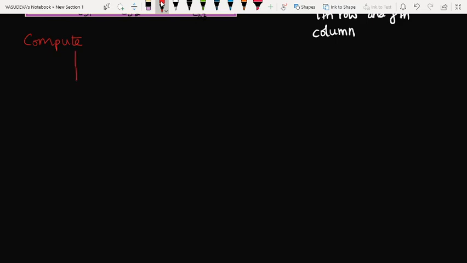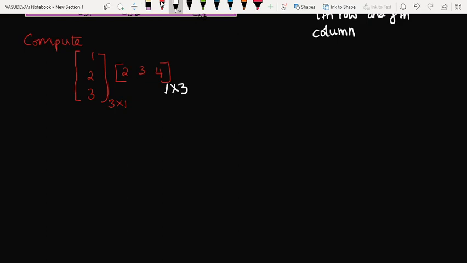So the first matrix is 1, 2, 3 and the second matrix is 2, 3, 4. Here the first matrix is of order 3 by 1, and because it has one column, it is a column matrix, and the second one is the row matrix. It contains only one row and 3 columns, so it is a 1 by 3 matrix.